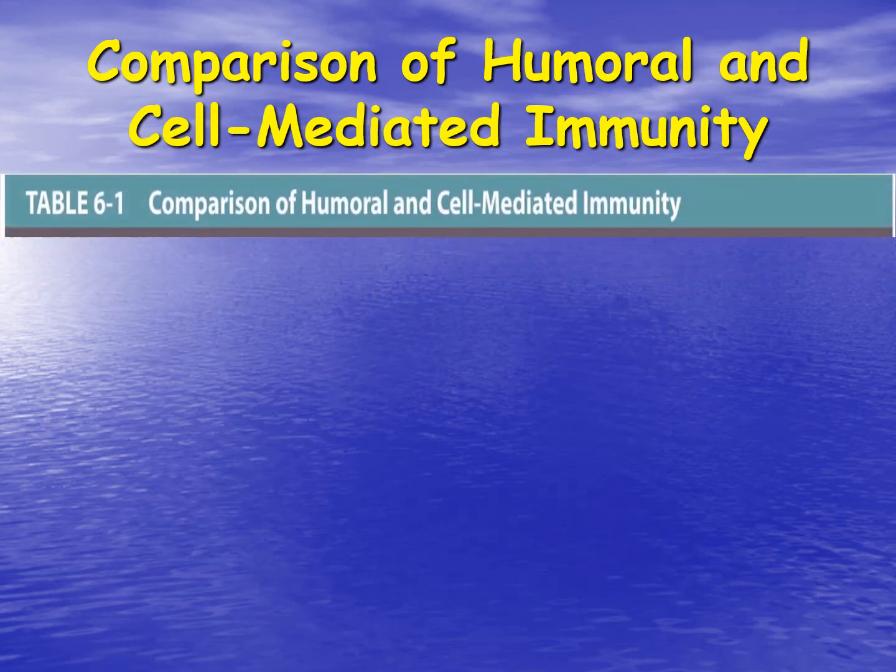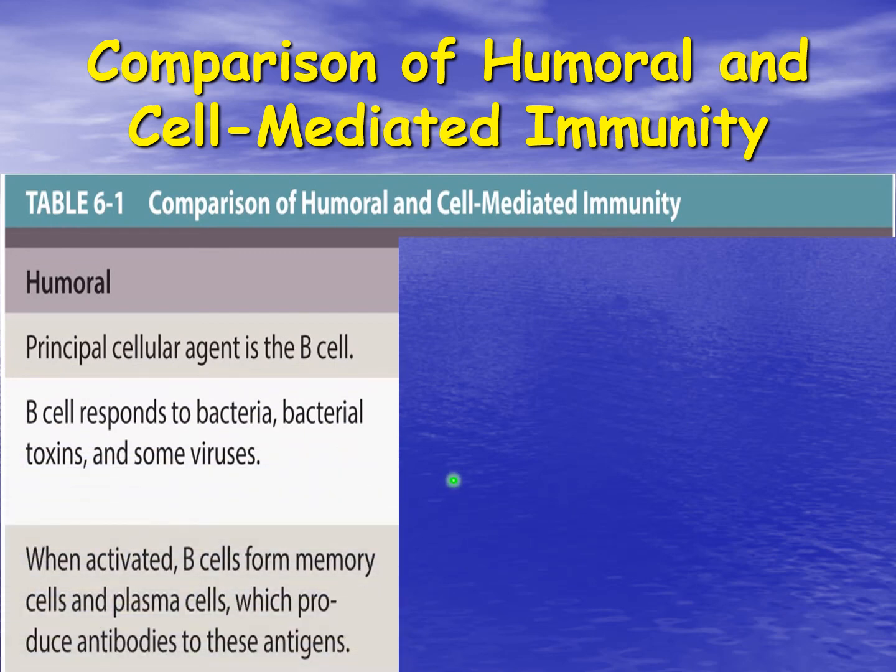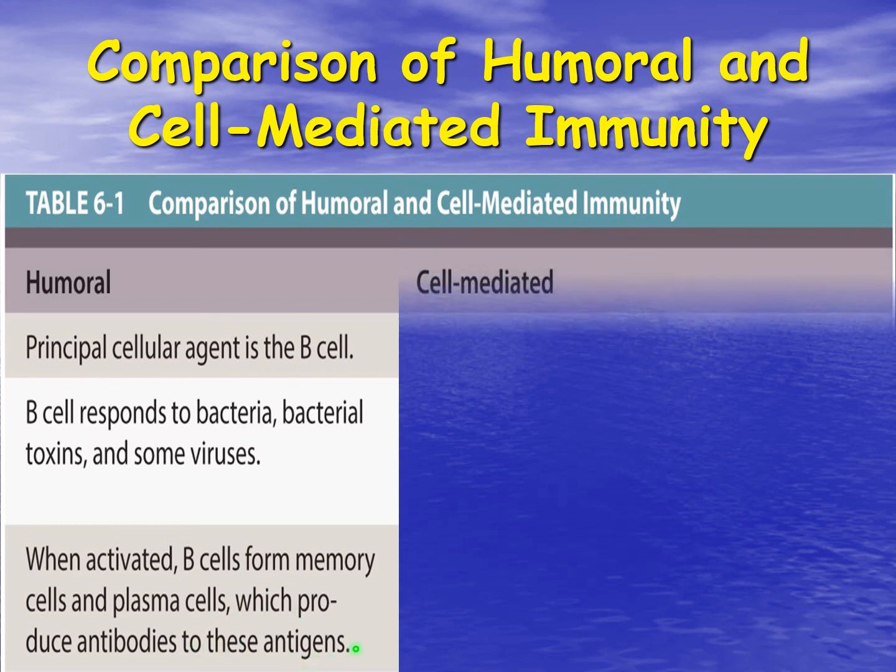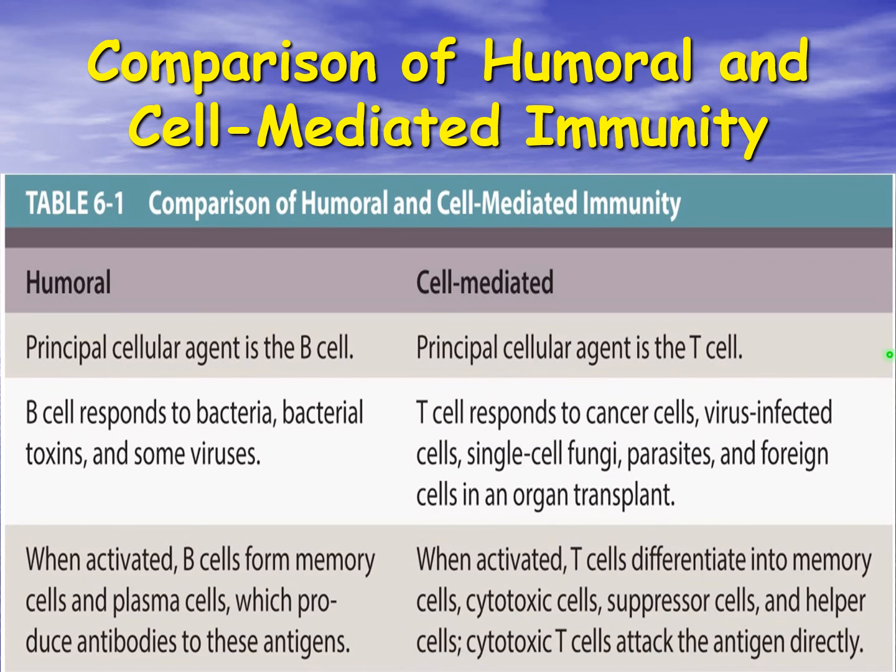So let's look at a comparison between the two. Humoral immunity, again, is under control of the B lymphocyte. It responds to bacteria, bacterial toxins, and some viruses. When activated, B cells form memory cells and plasma cells. The plasma cells are the cells that actually produce antibodies to the foreign antigens. Whereas cell-mediated immunity, under control of the T cell, responds to cancer cells, virally infected cells, single-cell fungi, parasites, and foreign cells in organ transplants.